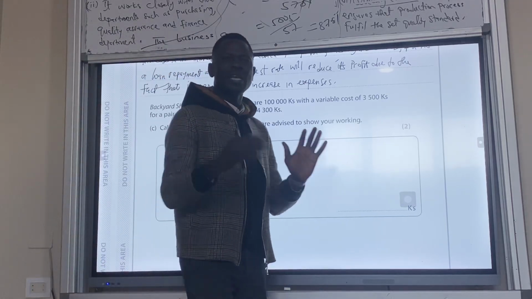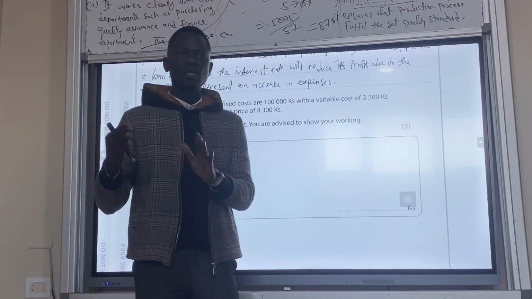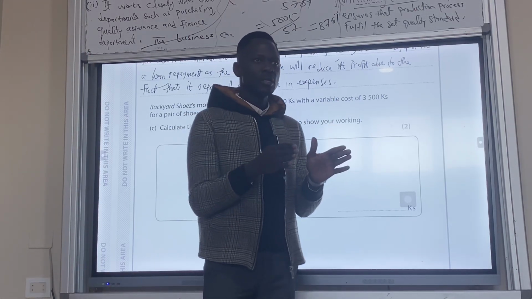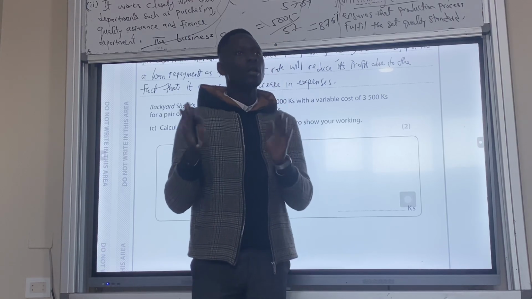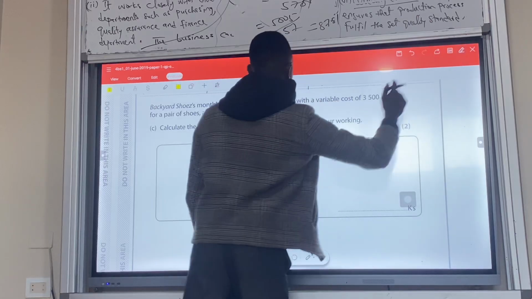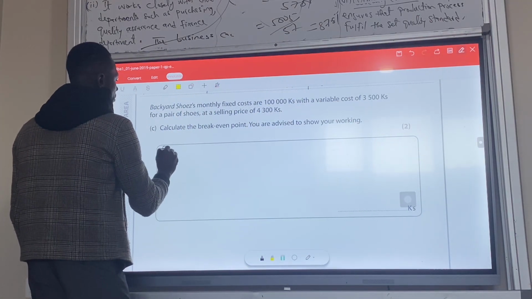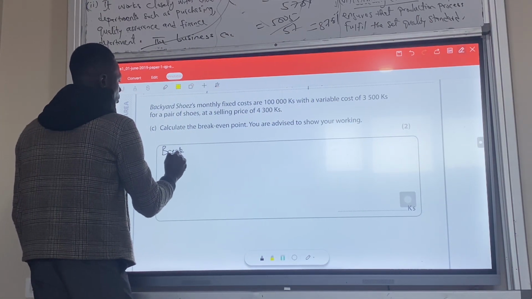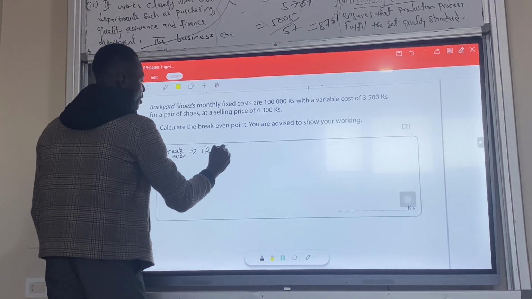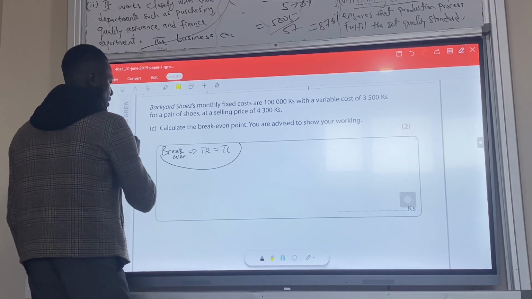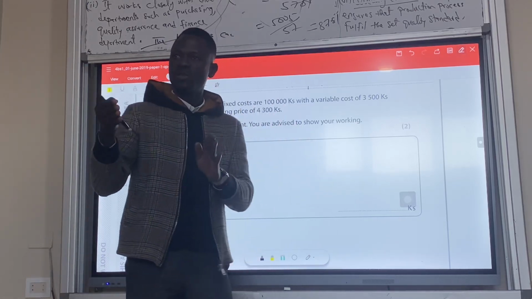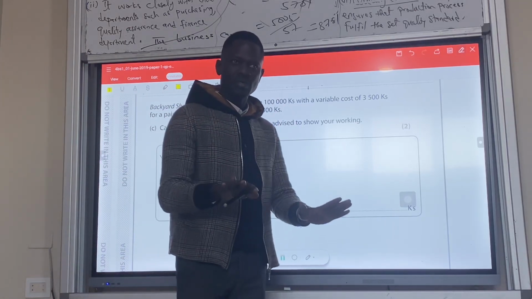So when we talk about break-even, let's quickly talk about break-even before the break-even point. Break-even simply means the business is not making a profit nor a loss. Break-even implies total revenue equals total cost. Do you get the point? Break-even means you're not making a profit nor a loss, so your total revenue equals your total cost. That is break-even. Is it clear?